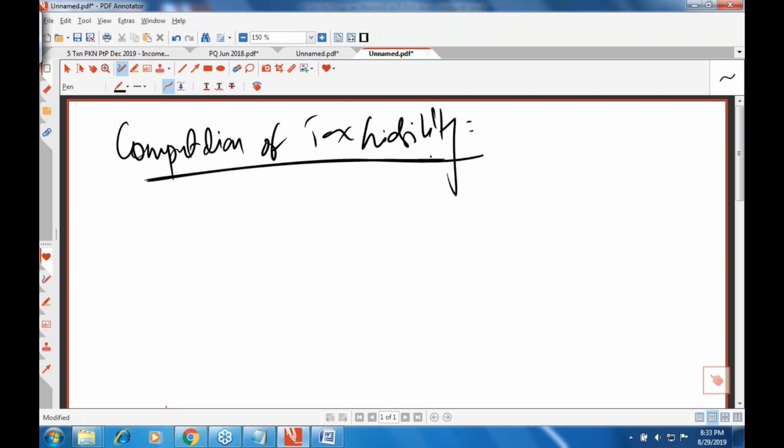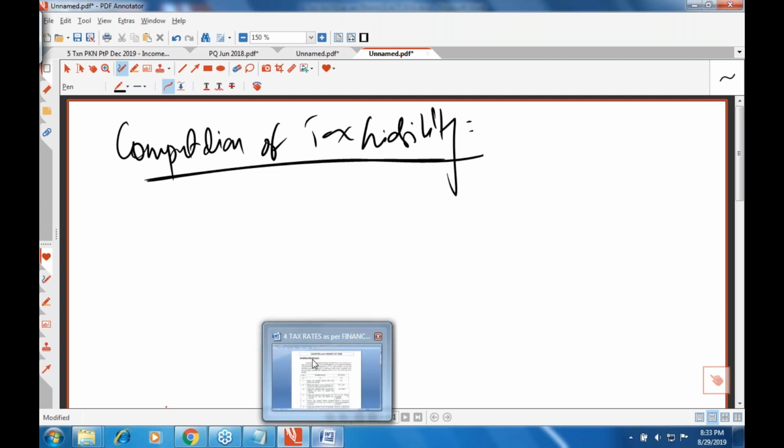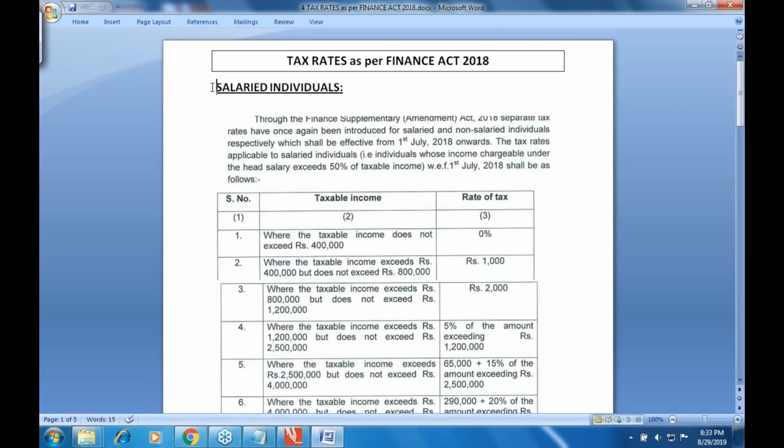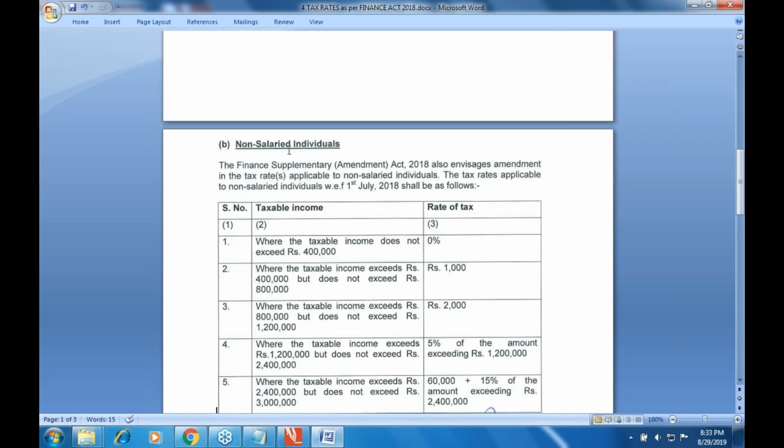If we talk about the computation of the tax liability, let's try to understand what exactly the tax liability is going to be and how exactly we are going to calculate it. When we talk about tax liability, there are two types of tax rates available. One tax rate is available for salaried individuals, and the other is available for non-salaried individuals.